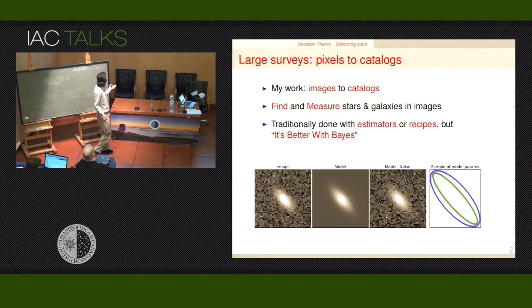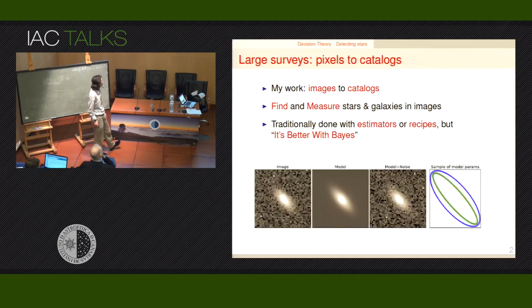All right. So basically, the goal is to find and measure stars and galaxies in images. This is traditionally done with estimators or algorithms or recipes or whatever you want to call them. And I try to bring a bit of a Bayesian flavor to that kind of job. As you've seen, I'm not as rigorous with my mathematics, and I'm not a very good Bayesian, but still I try.